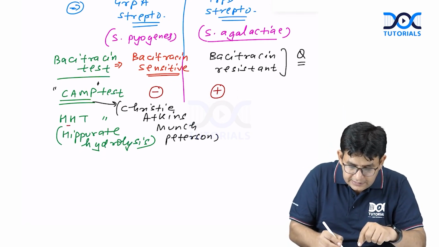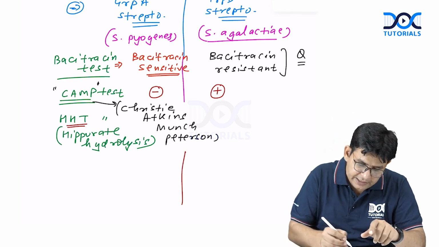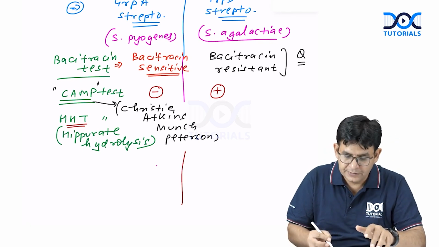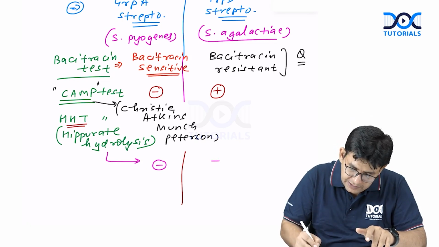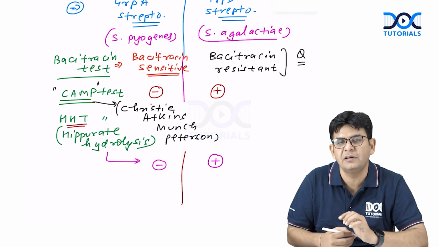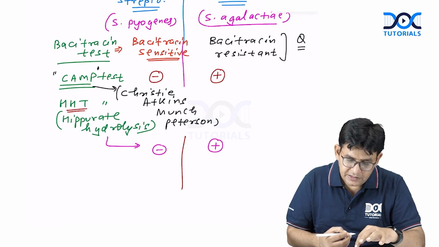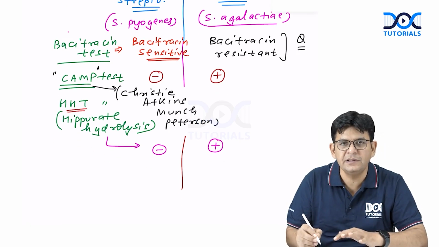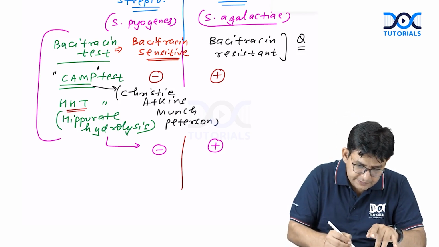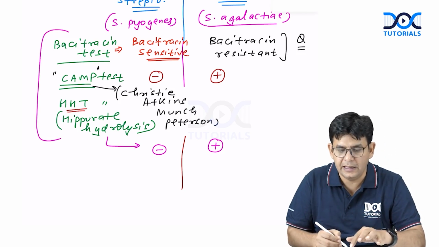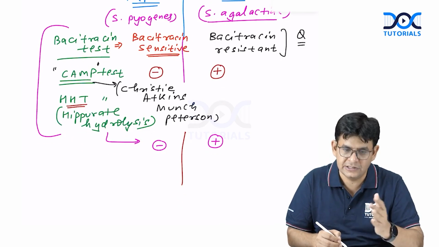Regarding the HHT, Hippurate hydrolysis test. This Hippurate hydrolysis test is again negative in the case of Streptococcus pyogenes, and positive in the case of Streptococcus agalactiae. Is it fine? And these are the 3 important tests which differentiate between Group A and Group B Strepto, and other names obviously you know, pyogenes and agalactiae.